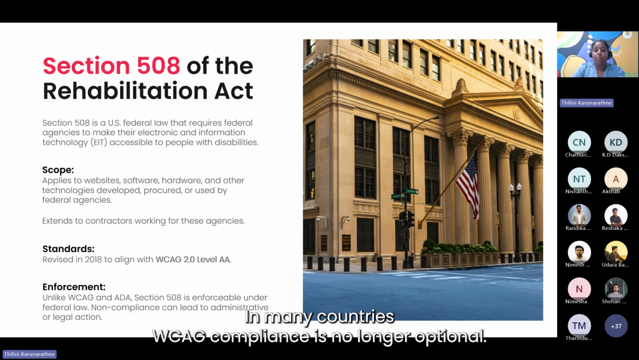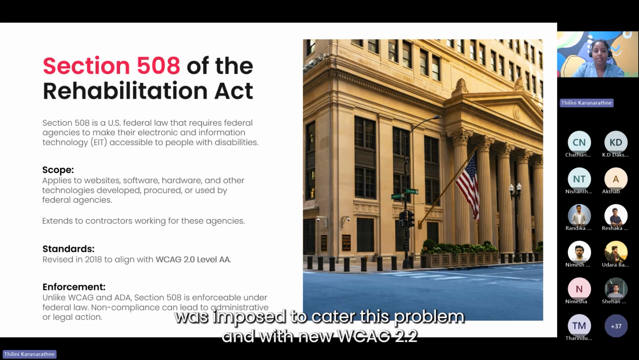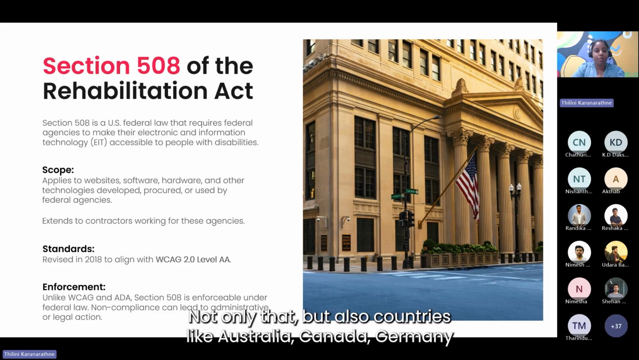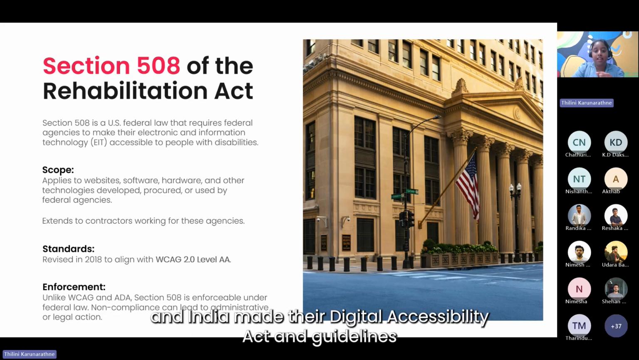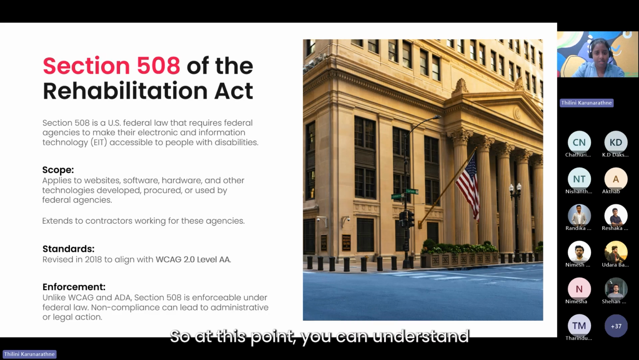Not only in the US, in many countries, WCAG compliance is no longer optional. In Europe, the European Accessibility Act was imposed to address this problem, and with the new WCAG 2.2, they are strictly following it on their digital platforms. Countries like the UK, Australia, Canada, Germany, and India have also made their own digital accessibility acts and guidelines, especially focusing on publicly used digital platforms. So at this point, you can understand that if your site isn't accessible, it's not just bad UX. It may also be against the law.